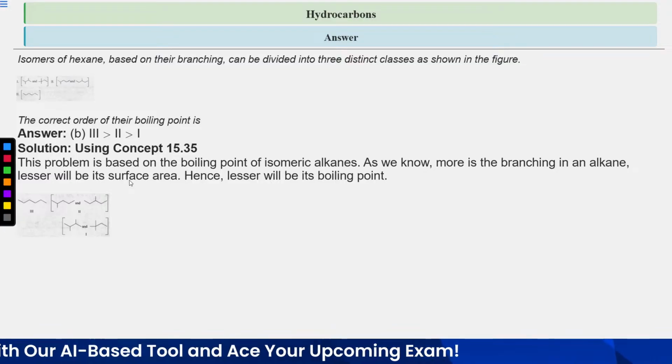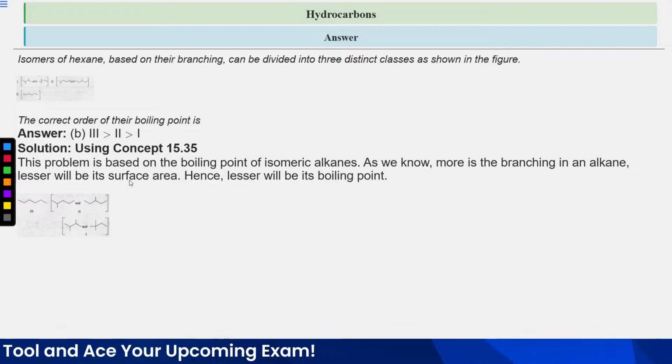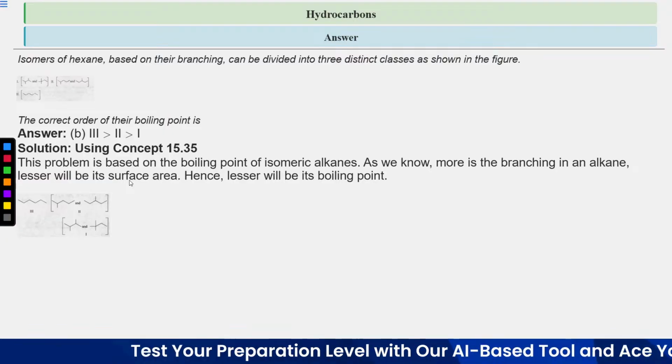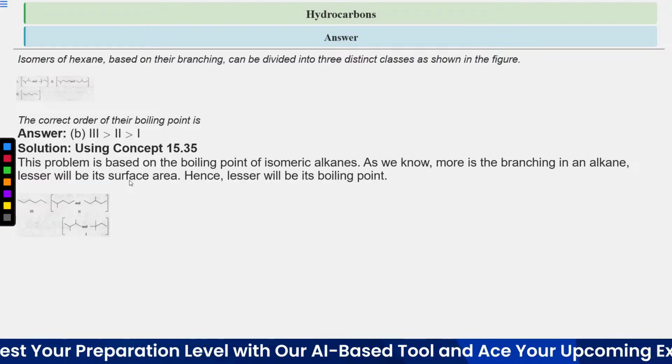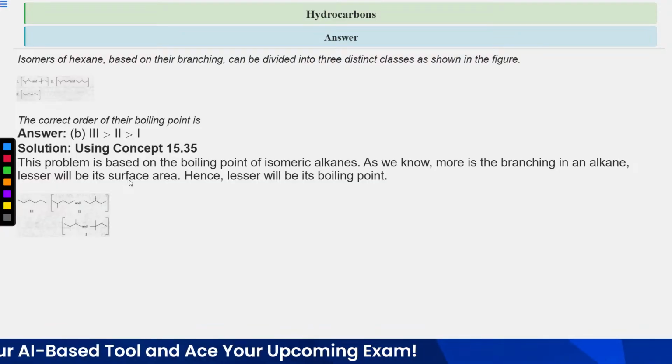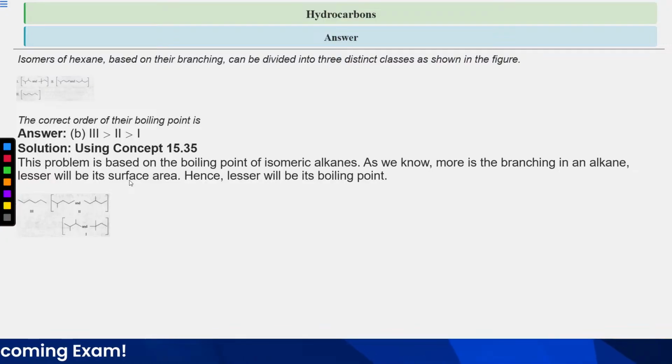As described, these are the three distinct classes into which the isomers of hexane have been divided. In the third class, we have a simple long chain structure of hexane having no branch. In the second class, we have a single branch at different positions in the hexane structure. And in the first category, you can see there are two branches present at different positions in the structure of hexane.